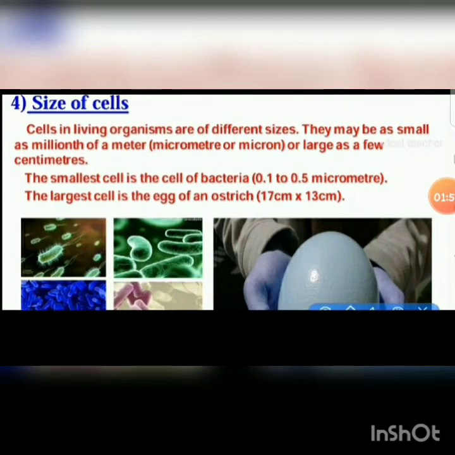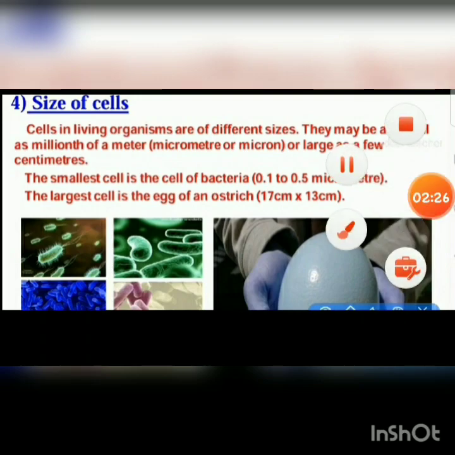Then the size of the cell. Cells in living organisms are of different sizes. They may be as small as a millionth of a meter or as large as a few centimeters. The smallest cell is the cell of bacteria. Can you see? The micrometer is given, that is 0.1 to 0.5 for bacteria. The smallest cell. Then the largest cell is the egg of an ostrich.